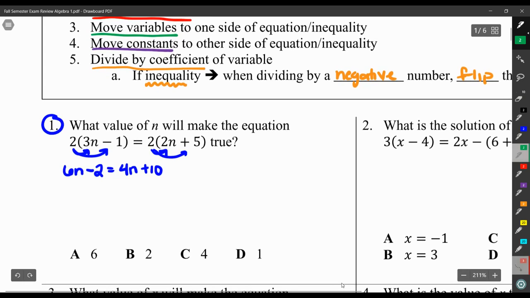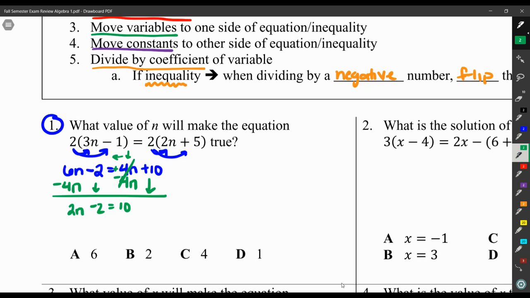Step 3 is get all your variables to one side. So I'm going to move my variables to the left. And so I'm going to move this 4n to the left side of the equal sign. So to do that, 4n is positive, so I'm going to subtract 4n from both sides. And we end up with 6n minus 4n makes 2n. Drop down the minus 2 equals, and then drop down your 10.